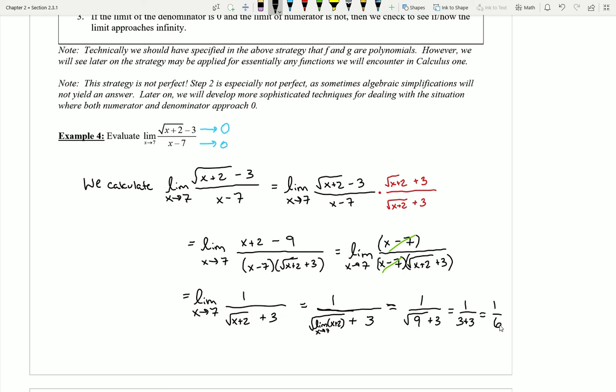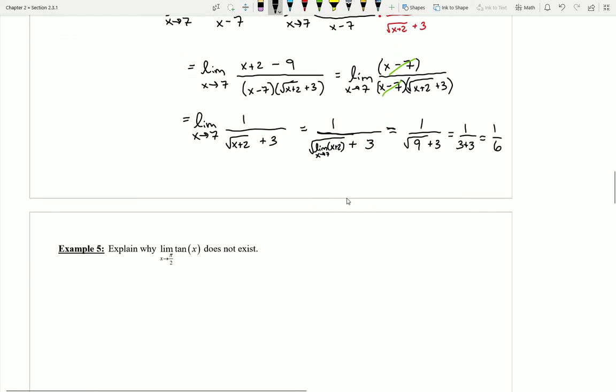So I have a lot of work here. That's a lot of tinkering around, but we see the skills check ideas coming into play. One way I might be able to simplify something is by multiplying by a conjugate. And that works especially well when I have complicated radicals. Well, now we're going to take a look at example number 5 and try to figure out how I could explain why the limit of the tangent of x does not exist.